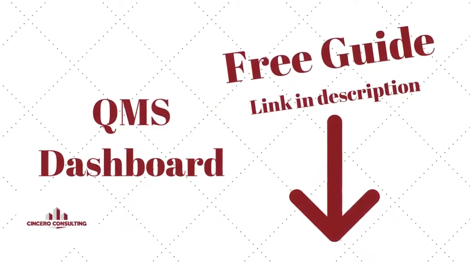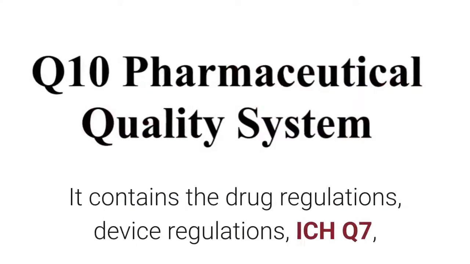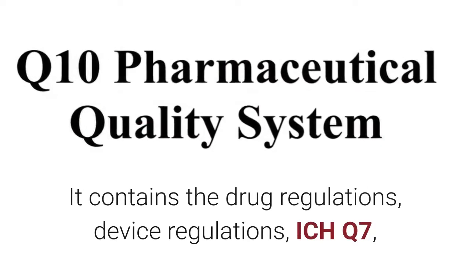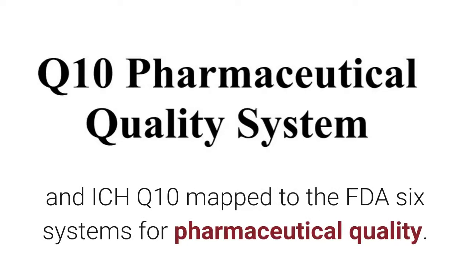Be sure to download the Pharmaceutical QMS Dashboard Guide. It contains the drug regulations, device regulations, ICH-Q7 and ICH-Q10 mapped to the FDA 6 systems for pharmaceutical quality.